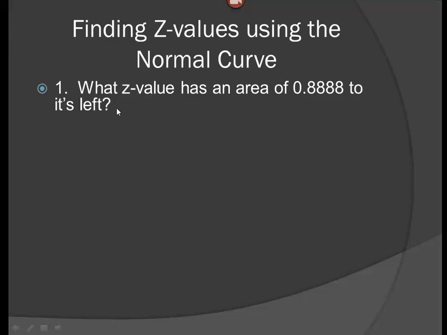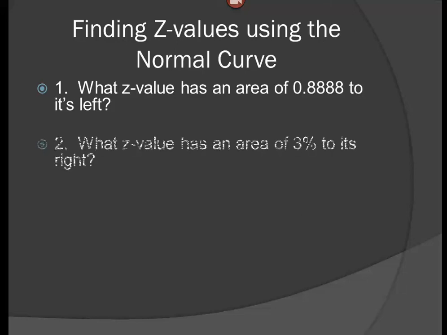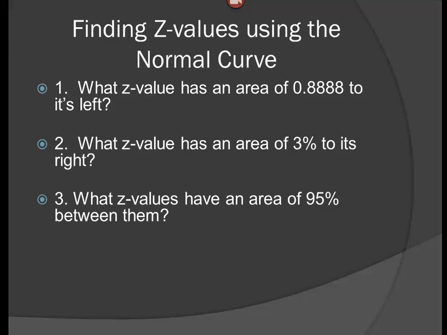So, here's some more questions for us to quiz ourselves with. What z value has an area of 0.8888 to its left? The answer? Go ahead and see if you can find it. In fact, I'm going to put several of these up here. Go through, pause this, and then see if you can find the area. Remember to draw a picture to correspond with these so that you don't make a mistake on the signs.